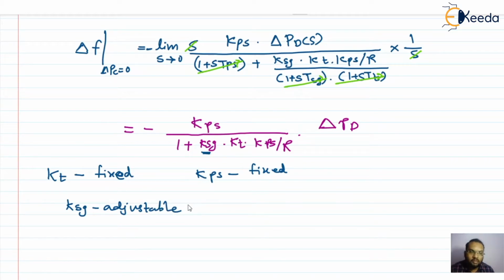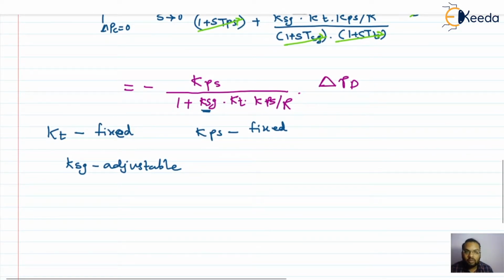Why is it adjustable? We can adjust the value of KSG by adjusting the length of the linkages. If you recall the diagram of the speed governor system, there we saw the linkage mechanism A, B, C, D, E. If we change those lengths L1, L2, L3, L4, then we can change the value of this KSG. So practically in a power system, what is done? This KSG is adjusted so that the product of KSG and KT will be approximately equal to 1.